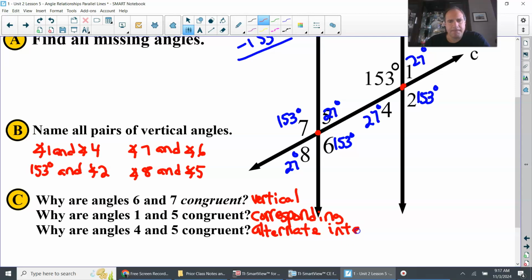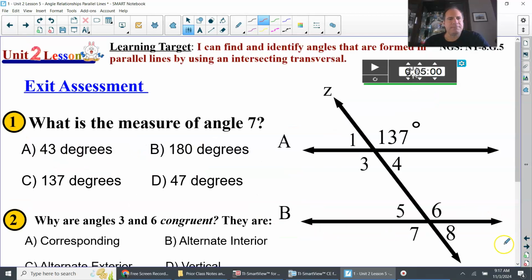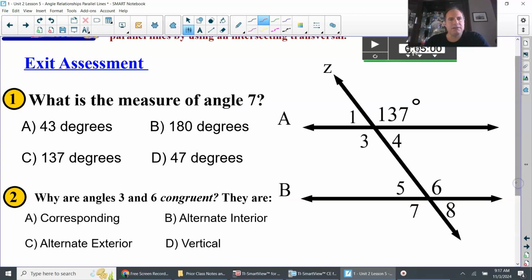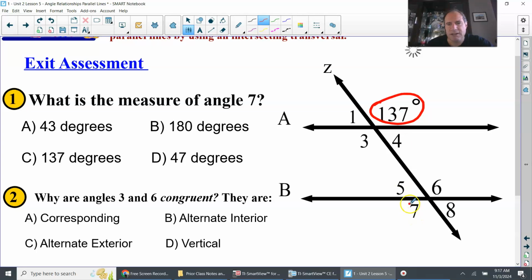And that's it. So for the next page, we're going to find what is the measure of angle 7. We do not have to find the entire thing here. So we're just going for angle 7. So this right here is the angle that we are given. So it's 137 degrees. This is angle 7.